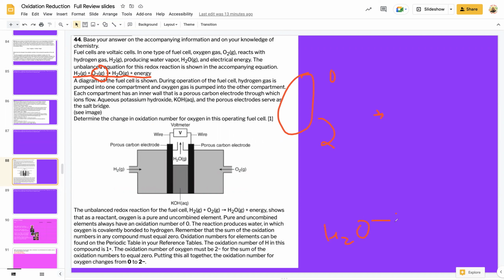Again, oxygen is always -2 for the chemistry Regents, right? And then hydrogen here would be +1 if you're curious. So 2 +1s balances out the -2. And that's why it goes from O neutral to -2. So it was reduced. Gain 2 electrons, become -2. And that's why the answer is 0 to -2.